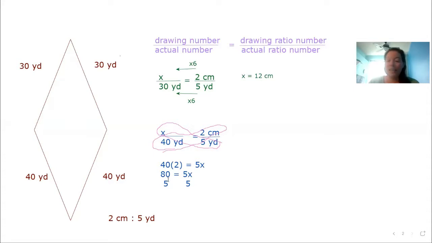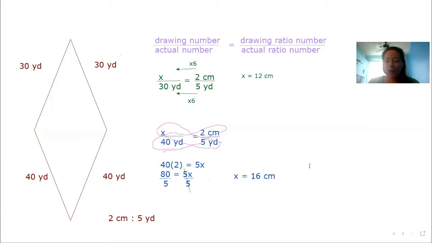40 times 2 is 80, which is equal to 5x. I then divide by 5 on both sides. That cancels out that one set of 5s. So now I'm left with 80 divided by 5, which is 16. So x is equal to 16 centimeters.